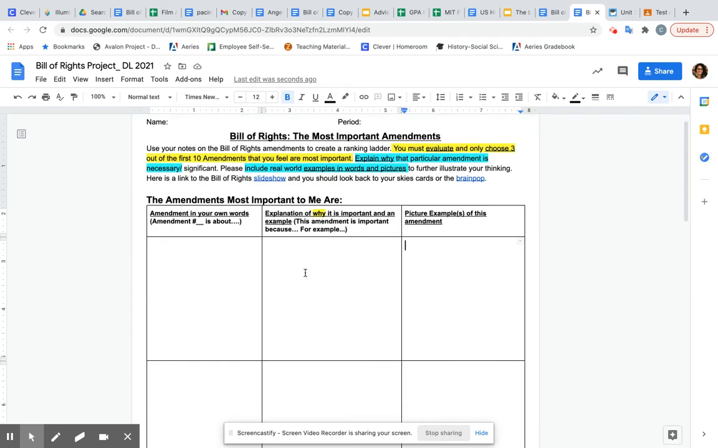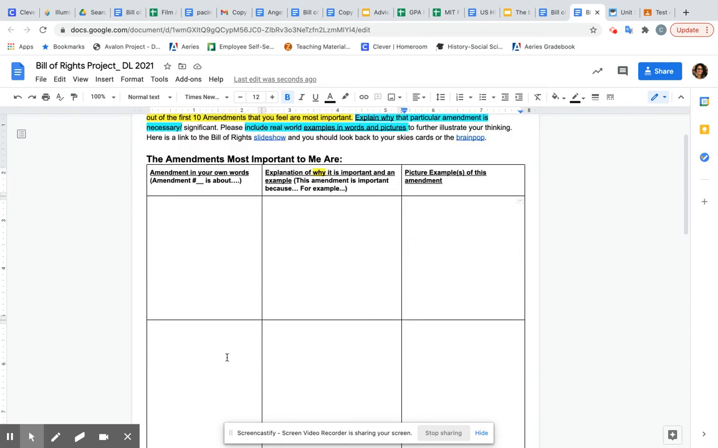And when you're explaining why it's important, you don't have to explain why all 5 parts are important. You can just include the parts that are important to you. But when you are explaining the amendment, you do need to explain all of the parts that are part of that amendment.